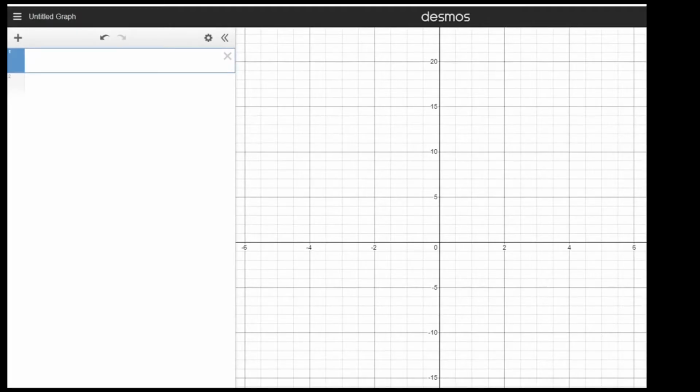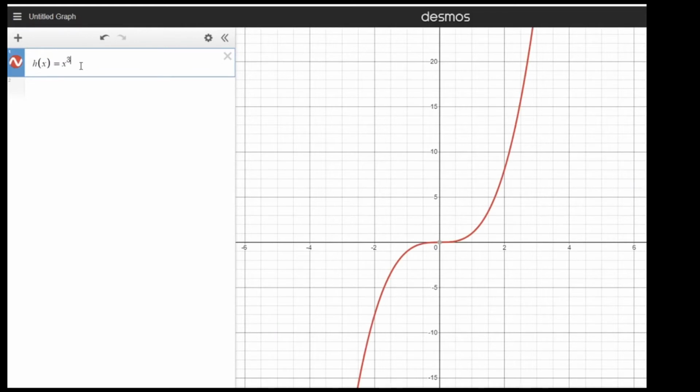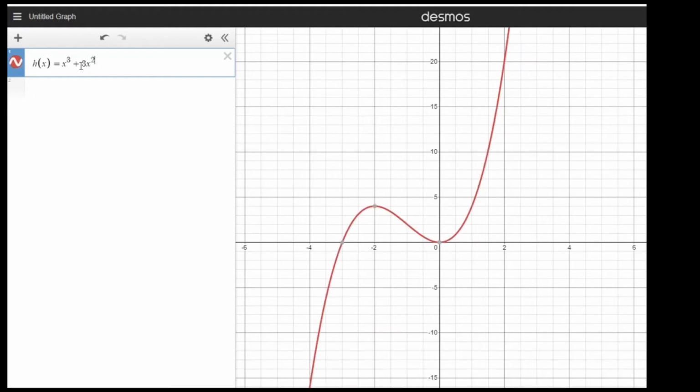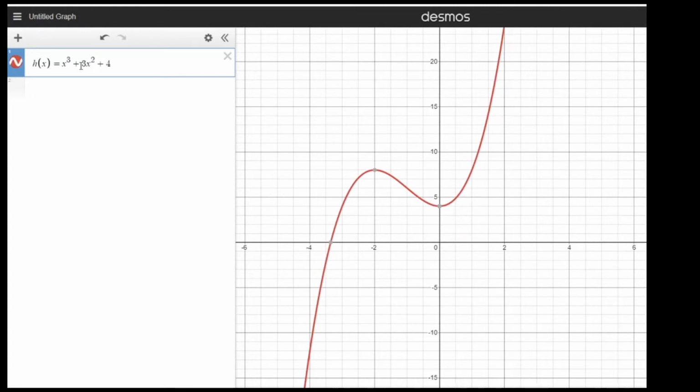All right, let's take a look at our function that we plan on working with. I'm going to call it h of x. And I'm just using Desmos here as a graphing tool. So let's type in this function that I want to work with. It's x cubed plus 3x squared plus a 4. All right.